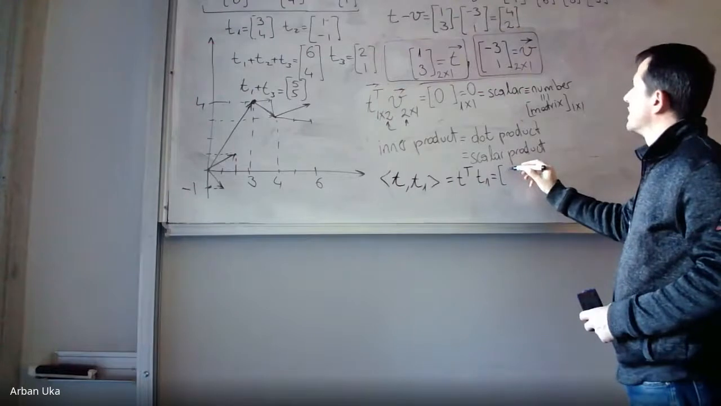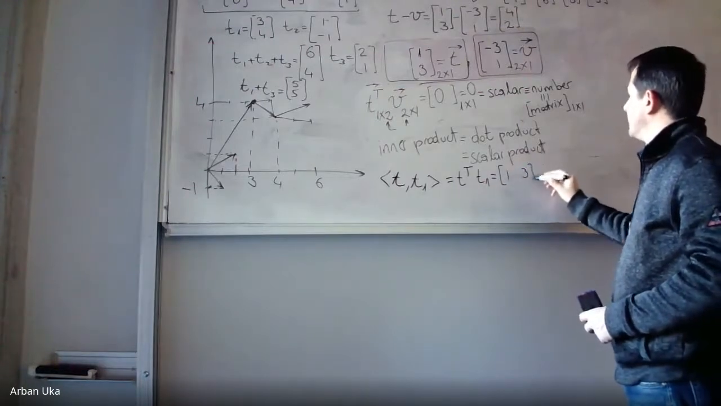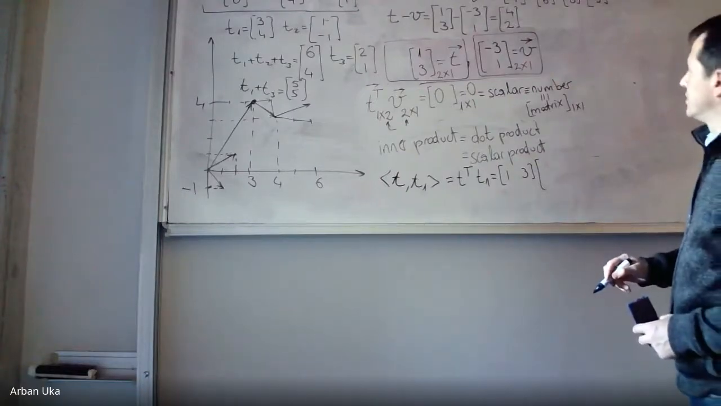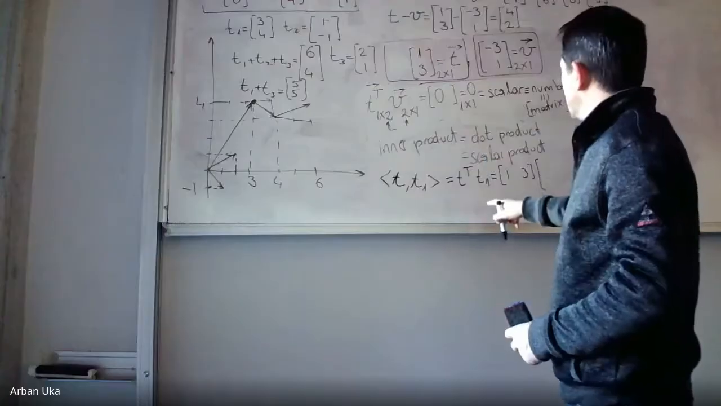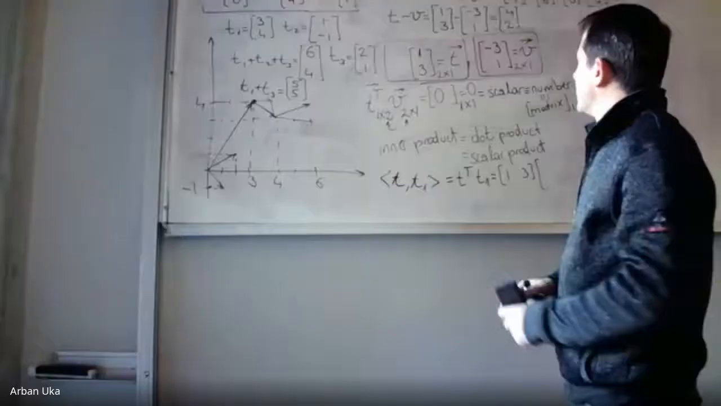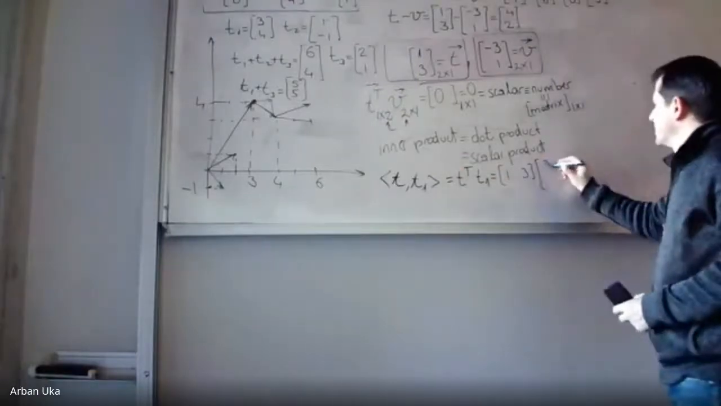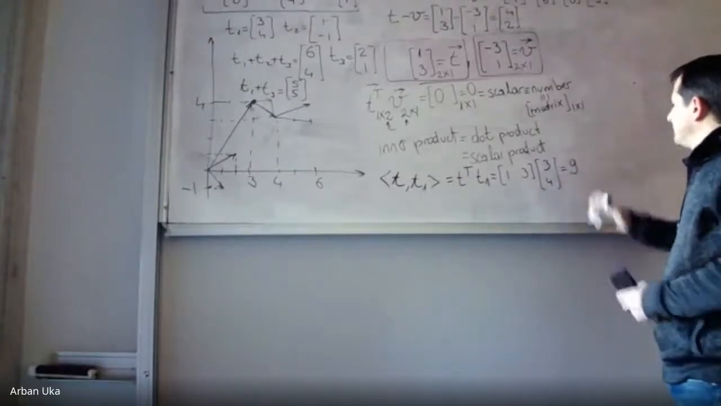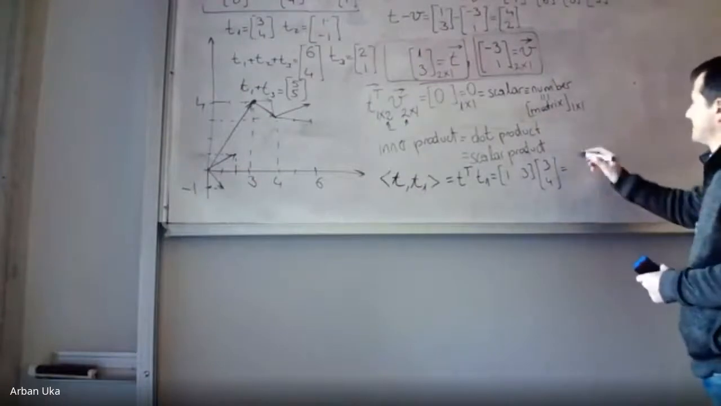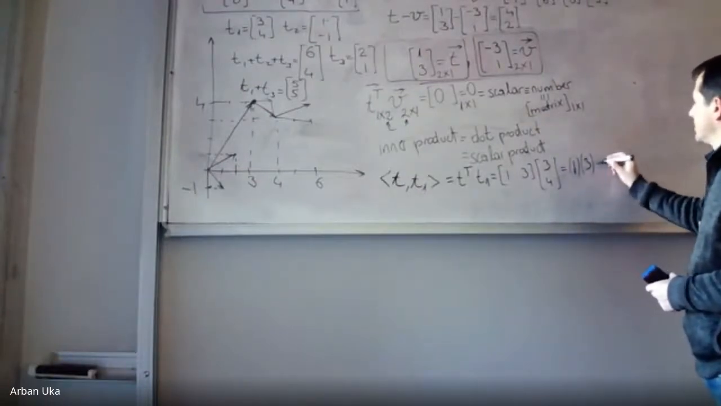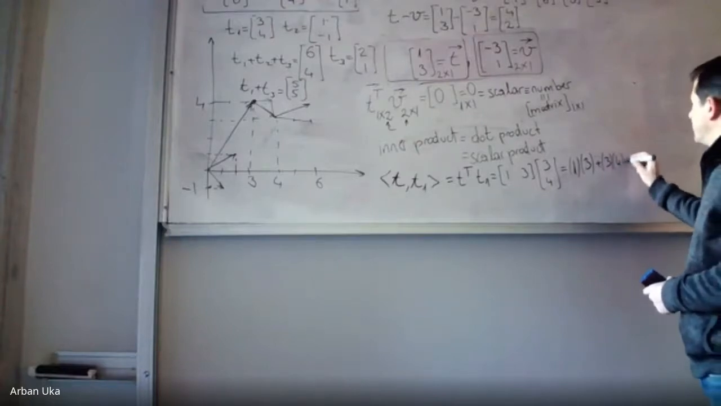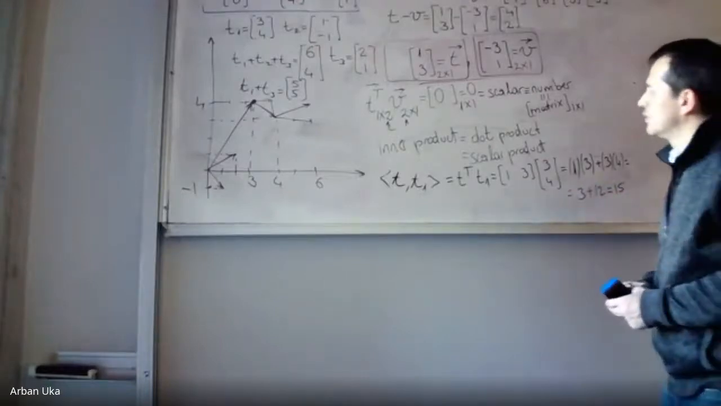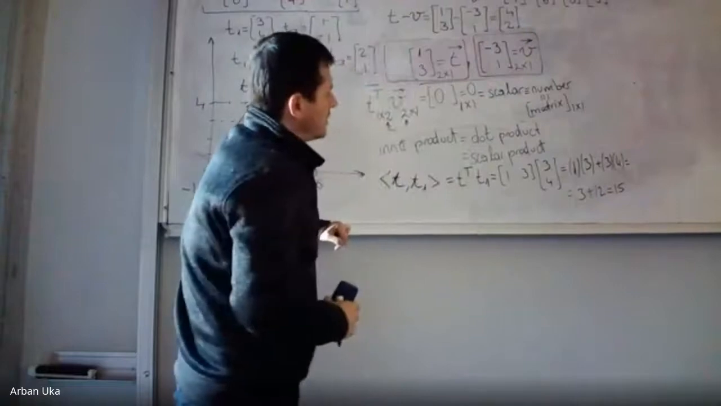T transpose is again 1, 3, times what was T1? Let's pick 3, 4. This is 3, 4. And this would be equal to 1 times 3 plus 3 times 4. So this is equal to 3 plus 12, which is equal to 15. Okay, we found this. So this is the inner product.